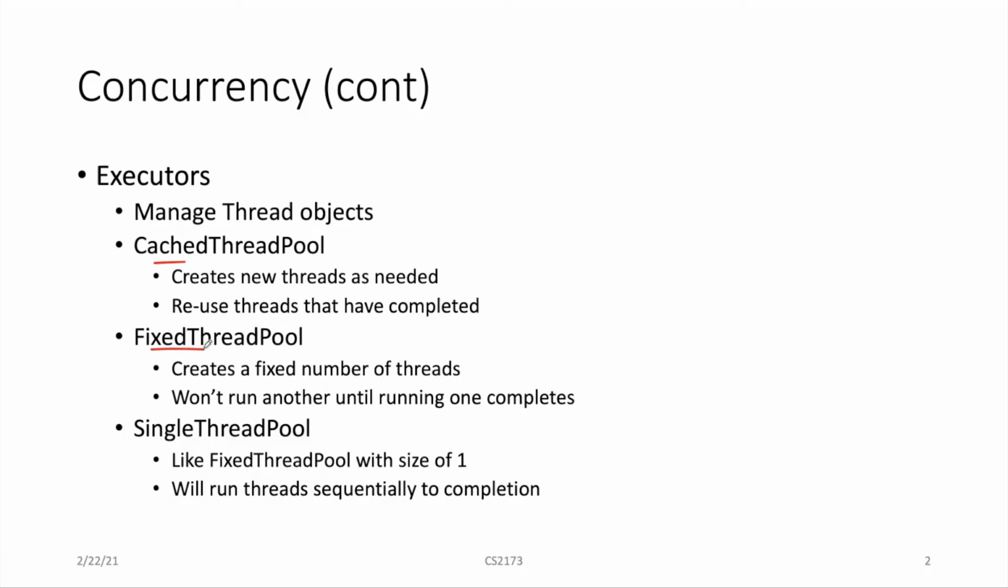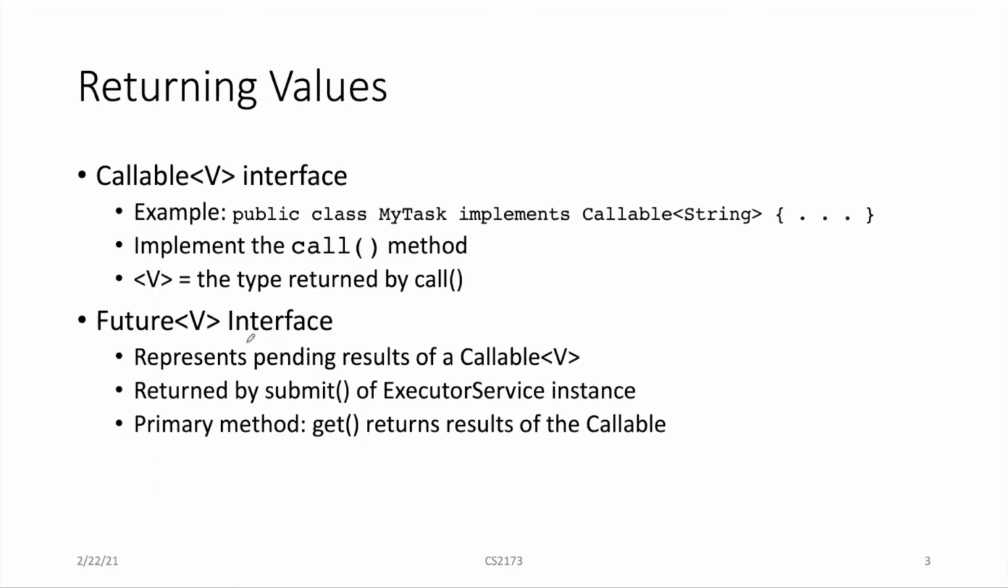And then finally, sometimes I want to make sure that I only run one thread at a time, and that's with a single thread pool. A single thread pool is exactly the same as a fixed thread pool with a pool size of 1. So we'll see what that's about.